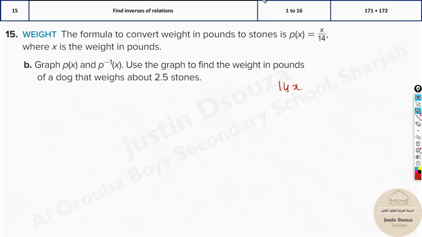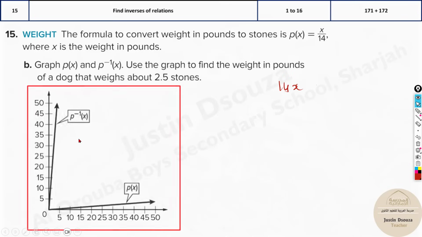But let's do it by graph. Let's see the graphs here. So this is the graph. And now where is 2.5 stones? Somewhere over here, right? You need to draw a straight line and it will be somewhere over here. Okay, it might be 35 plus or 40 something.